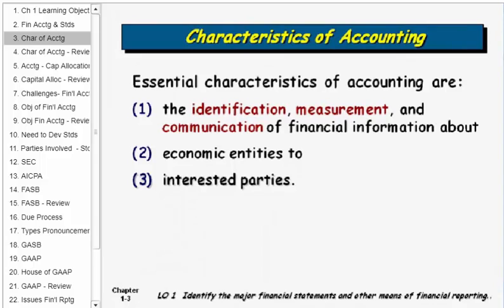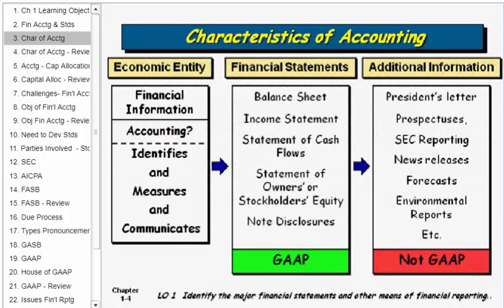All right. Under the heading of characteristics of accounting, I'm going to point out that essential characteristics of accounting include the identification, the measurement, and communication of financial information about economic entities to interested parties. Now, we also have 3 other concepts: the economic entity, the financial statements, and additional information.